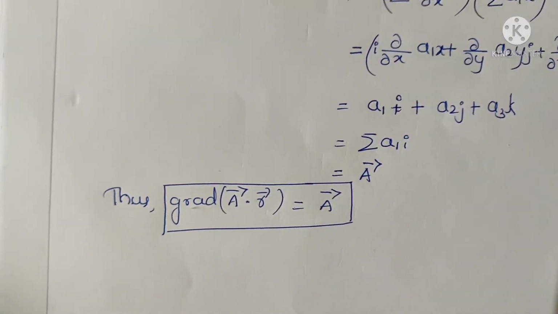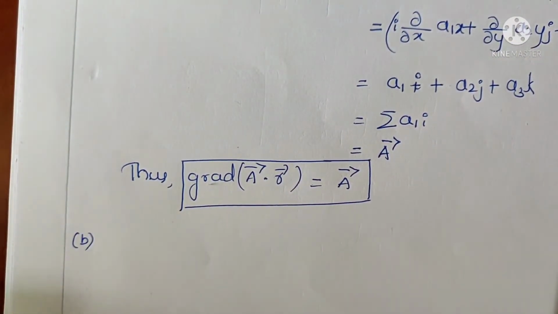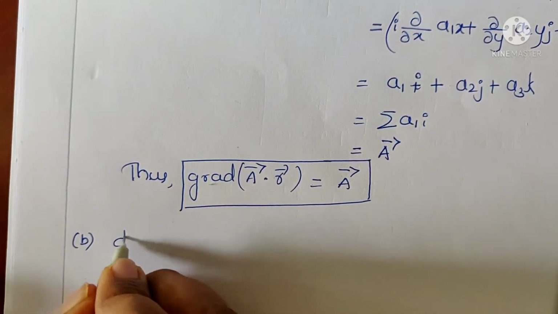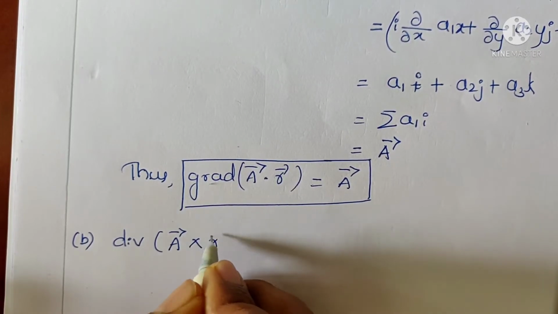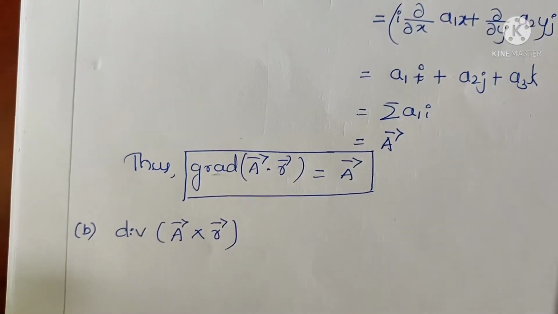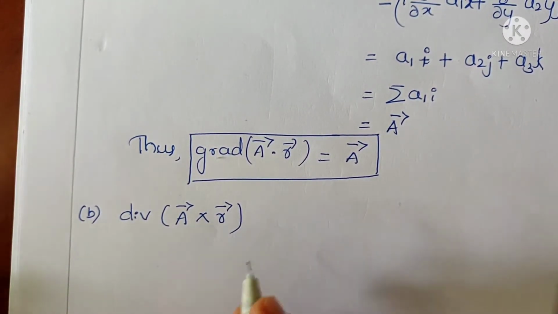Yes. Next, B, divergence of a cross r. Divergence of a cross r. You know cross product, that is we have to write it in a determinant. Before that we find a cross r.